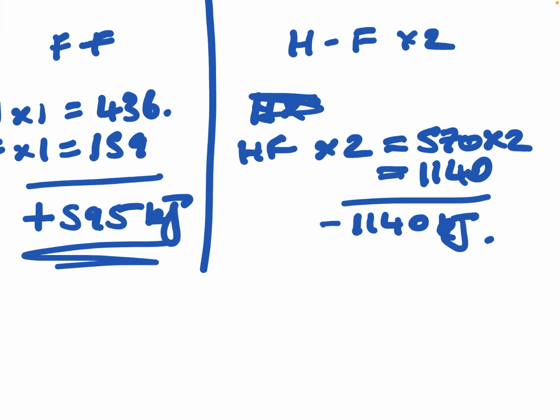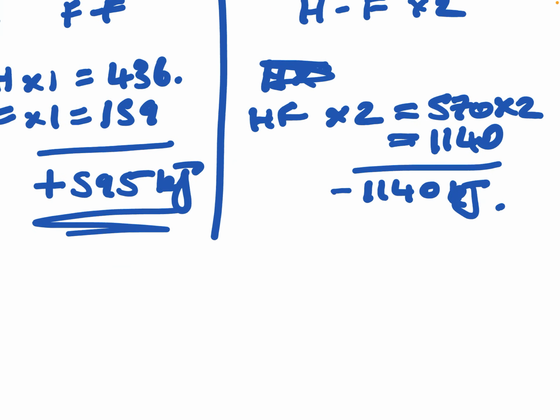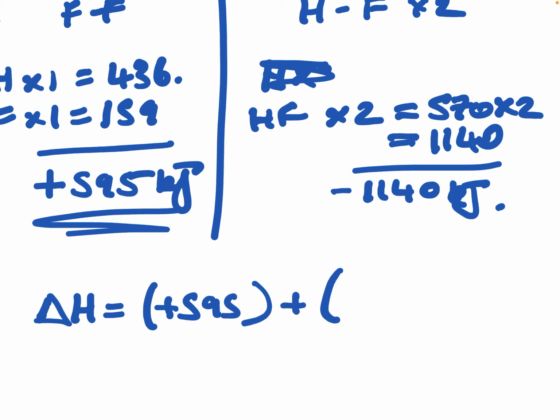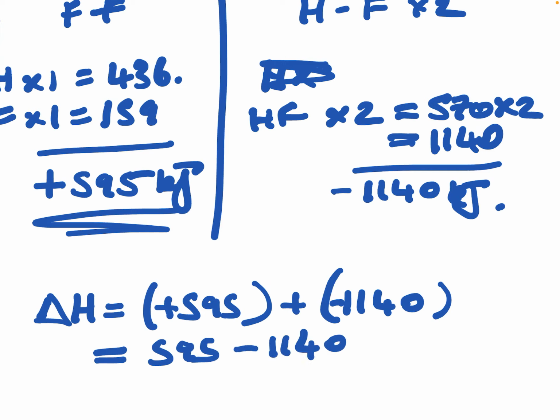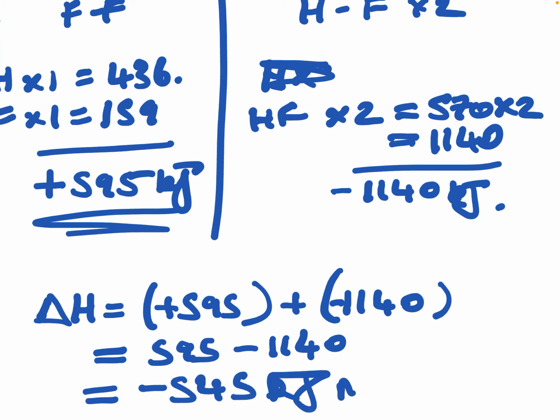exothermically. So our total energy change here, or our bond enthalpies, is going to be delta H is plus 595 plus, and then because that's a minus 1 there, minus 1140. And when you do that, it's 595, take away 1140, that gives you an enthalpy change of minus 545 kilojoules per mole. And that is the answer.